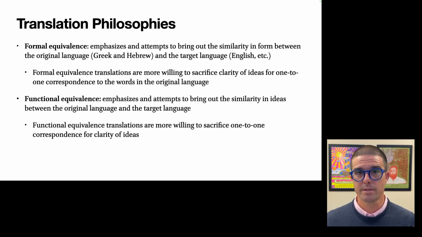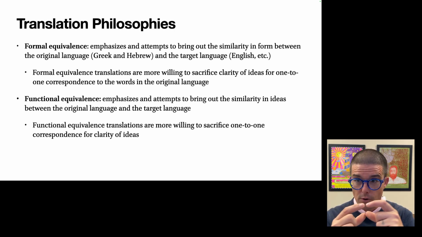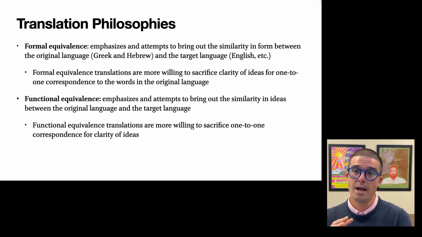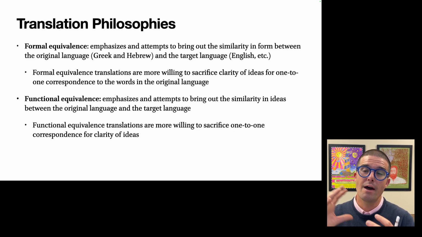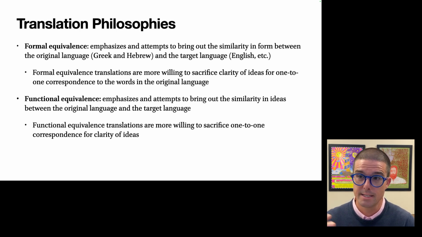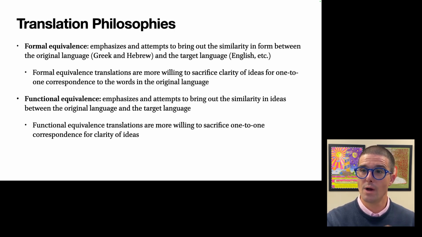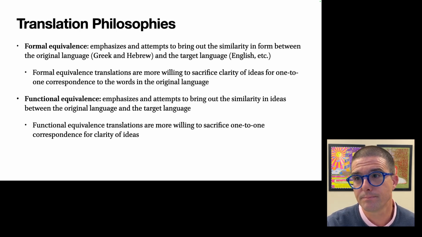So a formal equivalence translation is going to be more focused on the minutiae, on each individual word, where functional equivalence translations are going to take in phrases and entire sentences and think about how that whole phrase or sentence might be best construed in English, without respect to how each individual word matches the Greek word to which it is related.